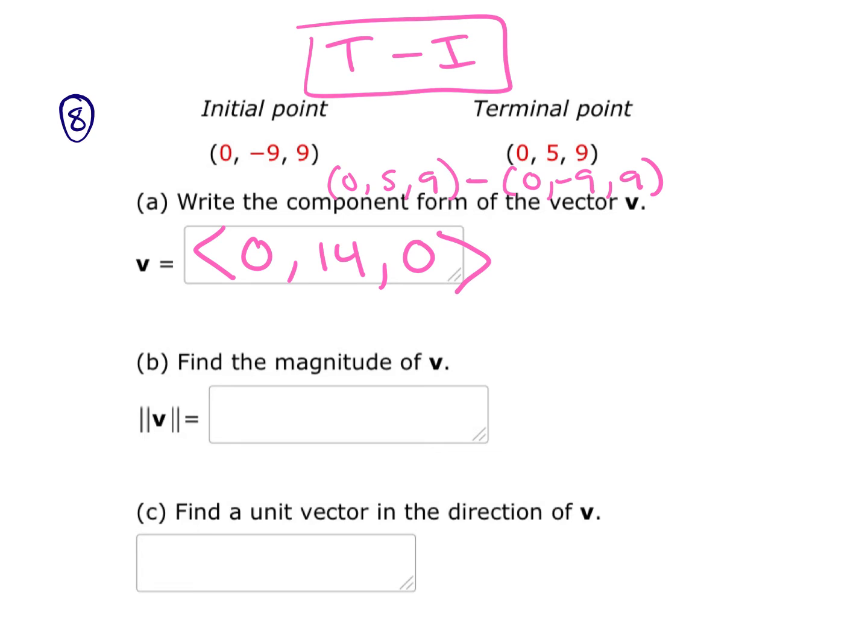How do I find the magnitude of V? Perfect. Just take the square root of everything in component form squared. So it'll be 0 squared plus 14 squared plus 0 squared. So I have the square root of 14 squared. It kind of doesn't matter what 14 squared is because I take the square root of it anyway. So what's my magnitude? 14. Magnitude's just positive. Any questions?